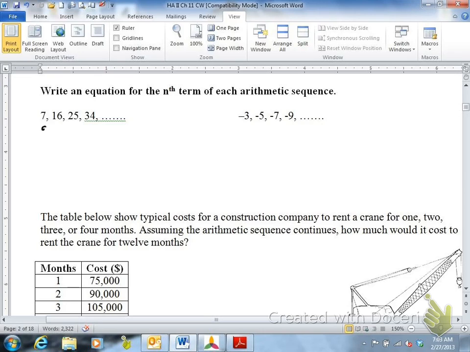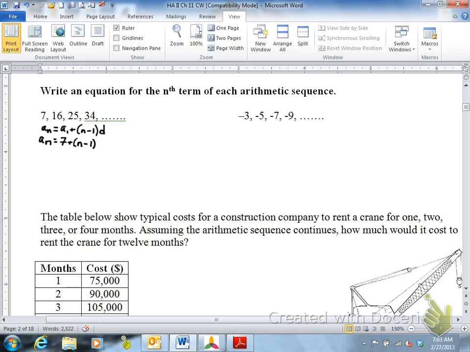So you have a sub n equals a sub 1 plus n minus 1 d's. And you want a general form for a sub n to generate any term in the sequence. First term is 7. We don't know the number of terms, so we leave that as a variable n.